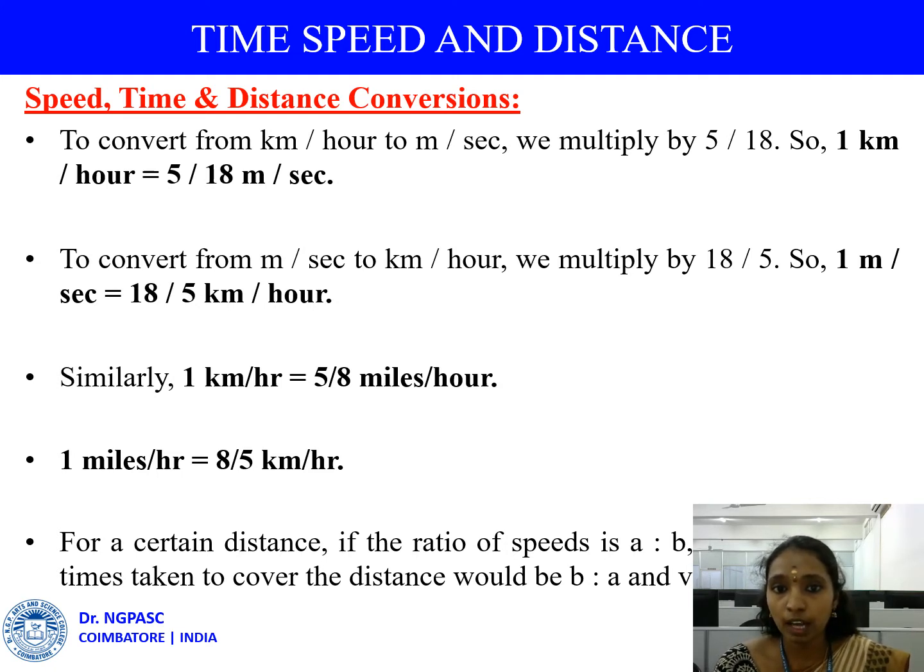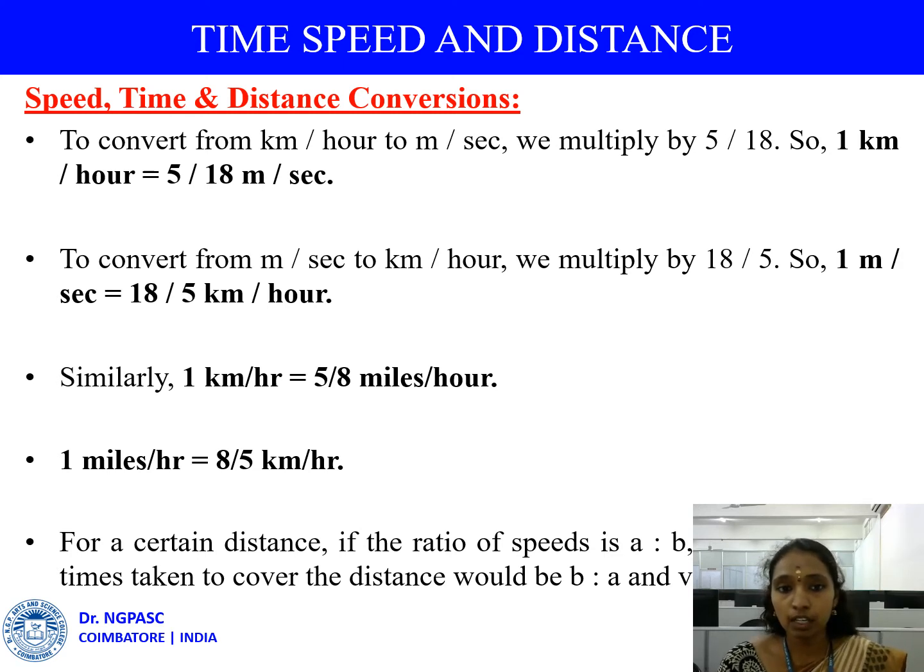So how do we calculate miles per hour? If the value is given in kilometer per hour, we need to convert it into miles per hour. What we need to do is multiply the value by 5 by 8.